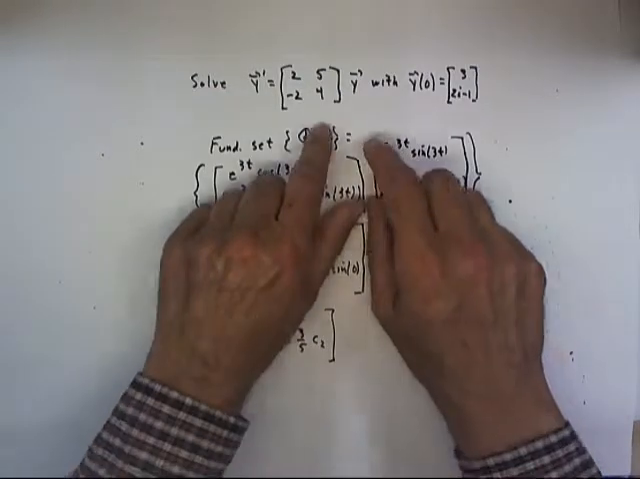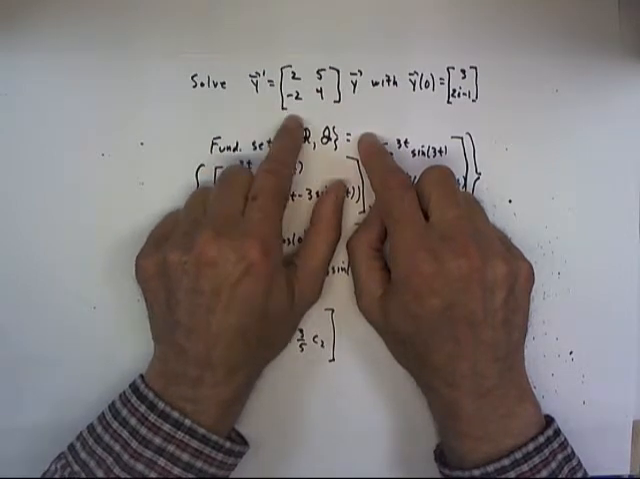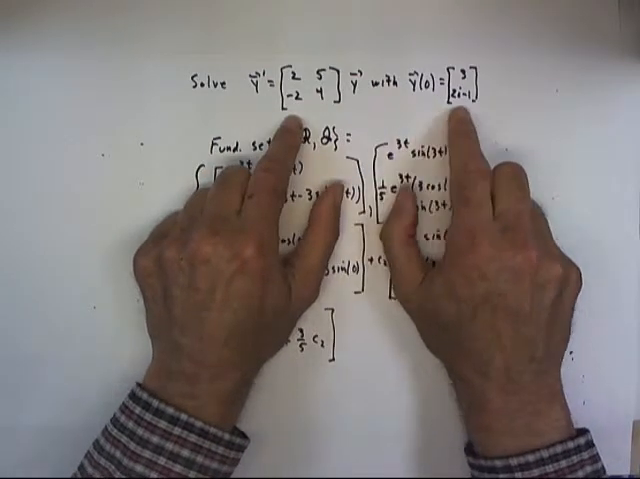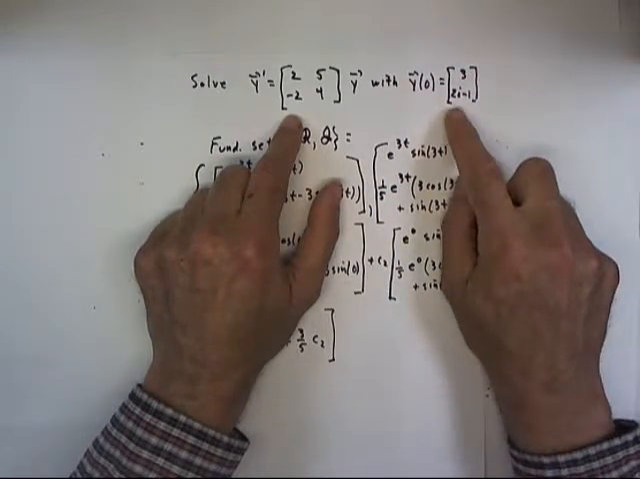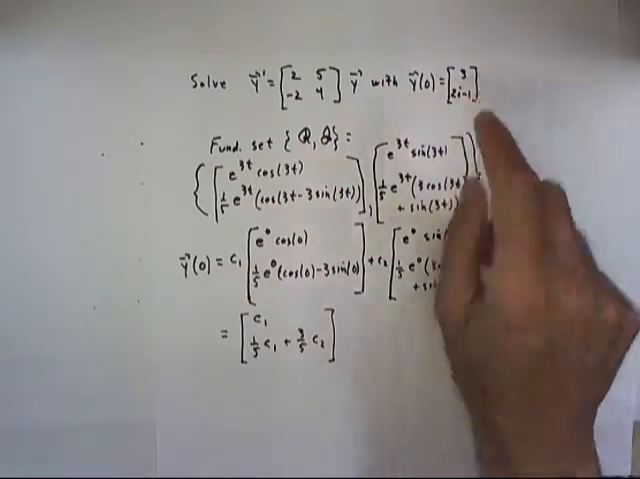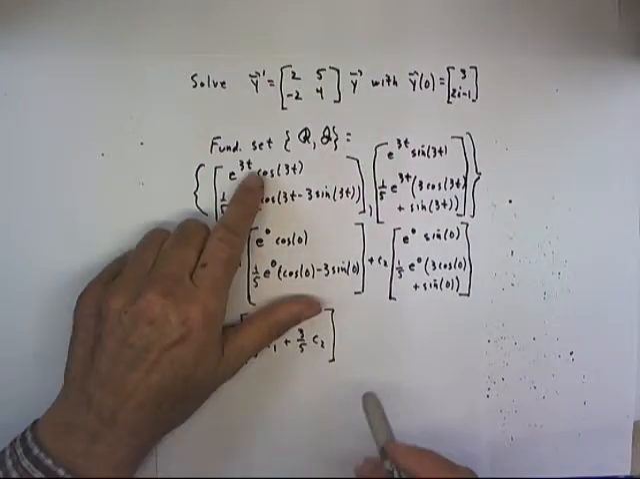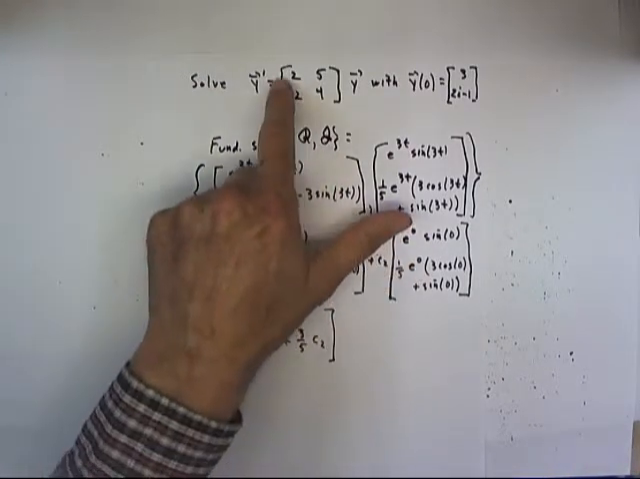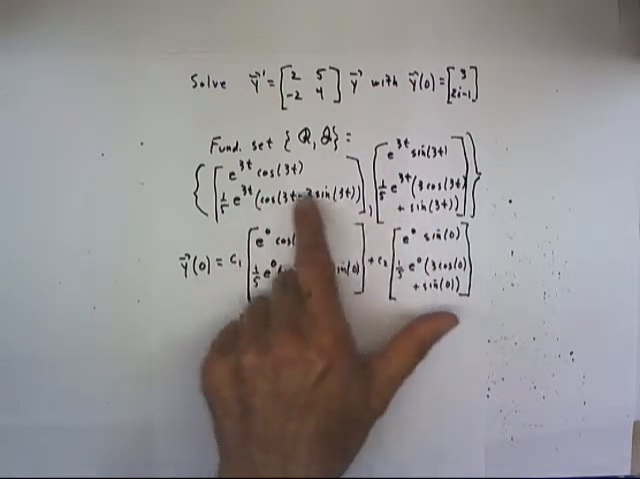Okay, now let's wrap this up by solving the initial value problem with the initial condition y of 0 equals 3, 2i minus 1. Now I've thrown a complex value in here just so we can see that this works out just fine with complex numbers. Okay, the fundamental set for our equation, we've established that this is a fundamental set.